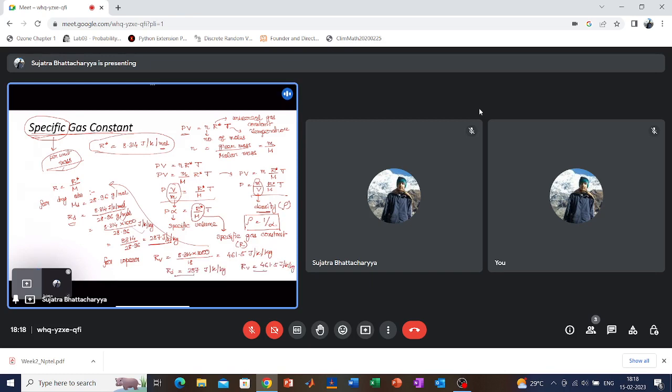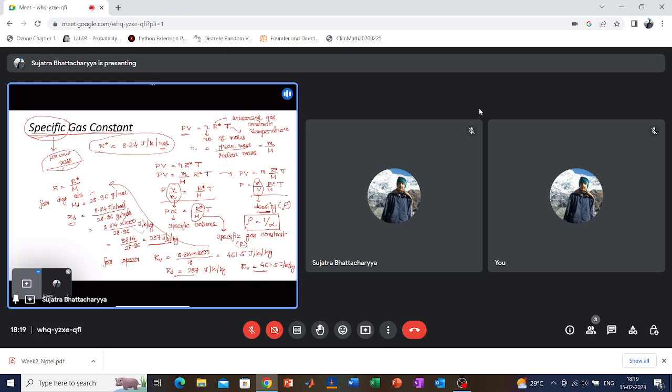These two values are extremely important when we are talking about the thermodynamics of the gas. In atmospheric thermodynamics, RD and RV are widely used. Another thing will come after that, for moist air thermodynamics: the specific gas constant for moist air. That we will see when we talk about moist air thermodynamics.